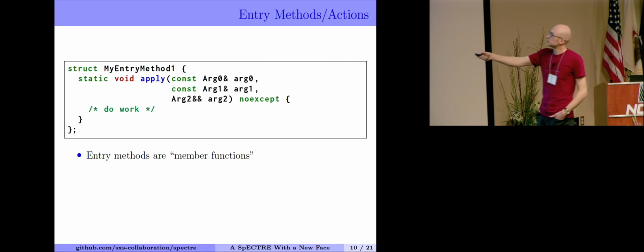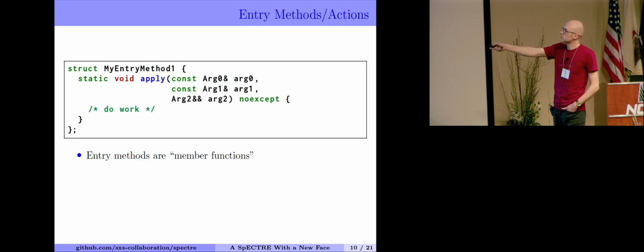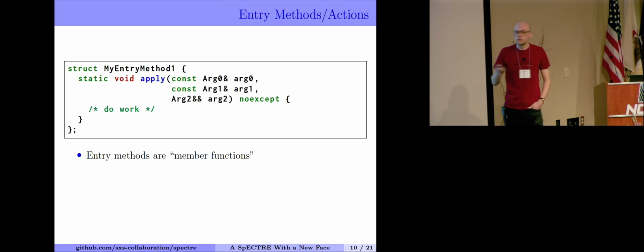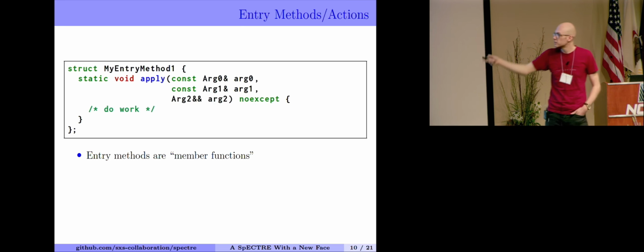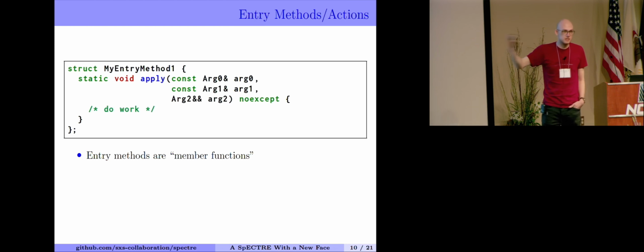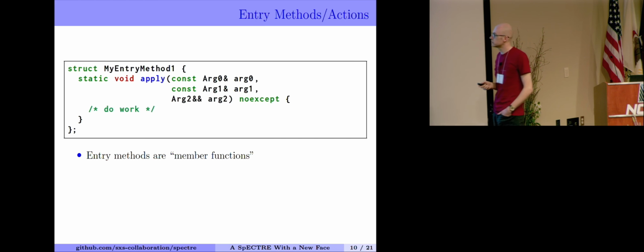So here, it's my entry method 1. I pass it arg0, arg1, and arg2. See, arg2 here ends up being an R value reference, which just means that no data actually gets copied here. So if you call this inline or anything like that, you never have a copy. Like, you just steal that data over to yourself.